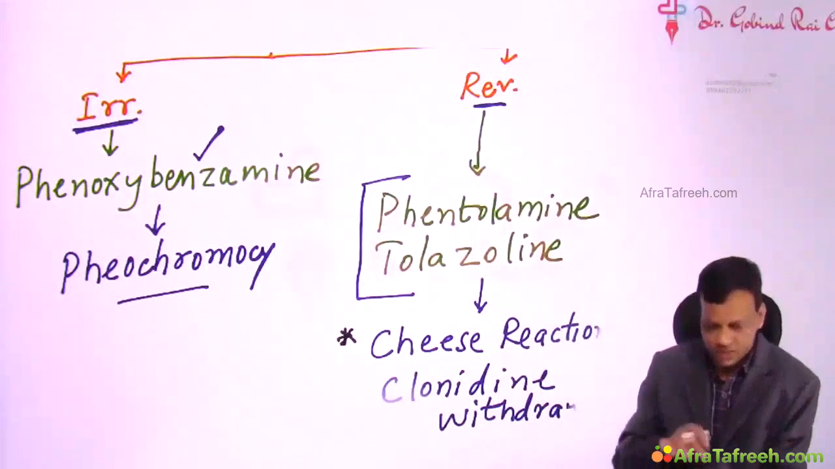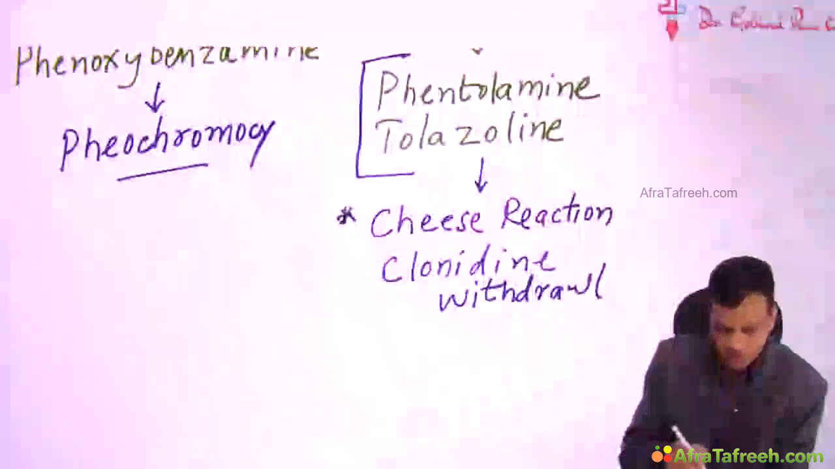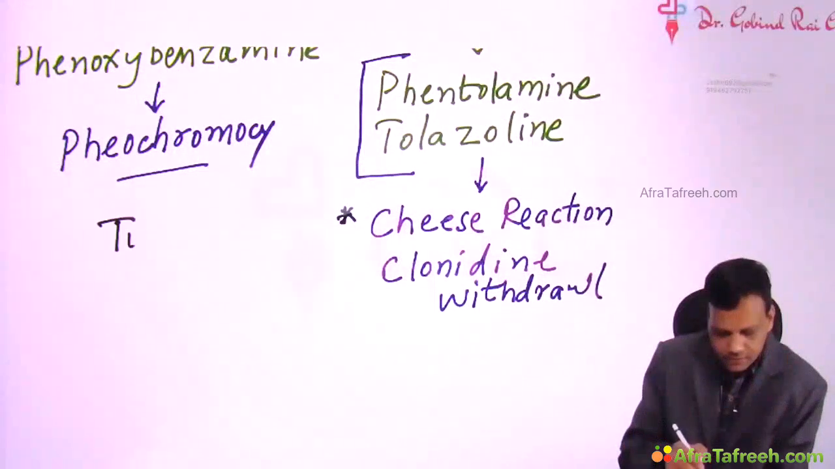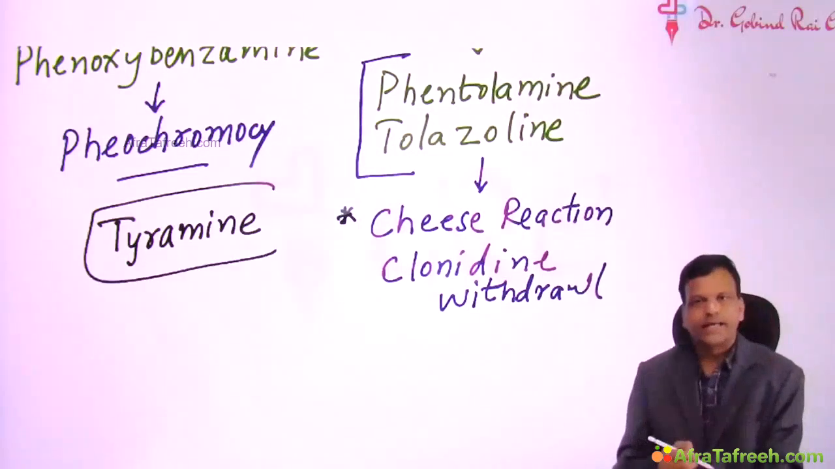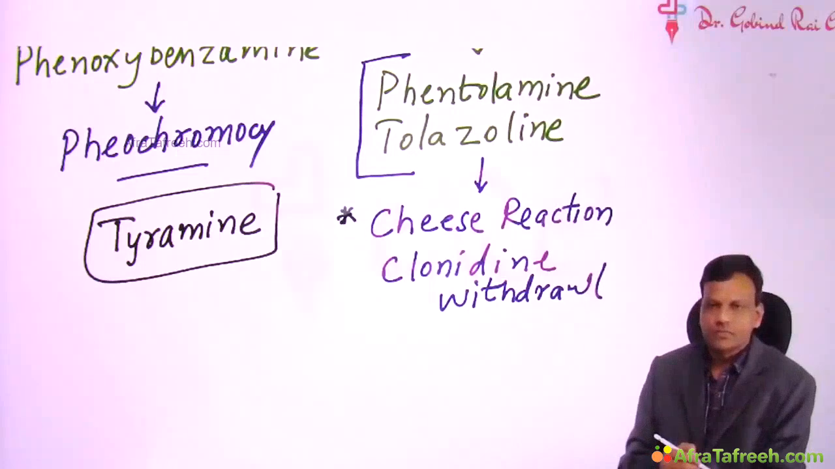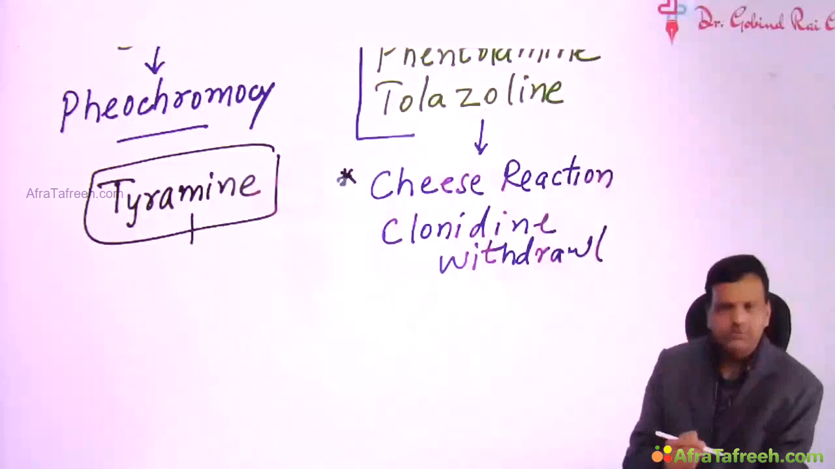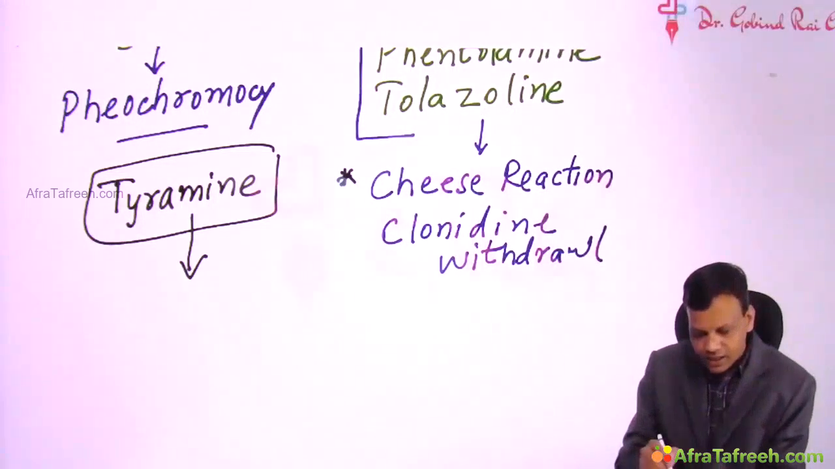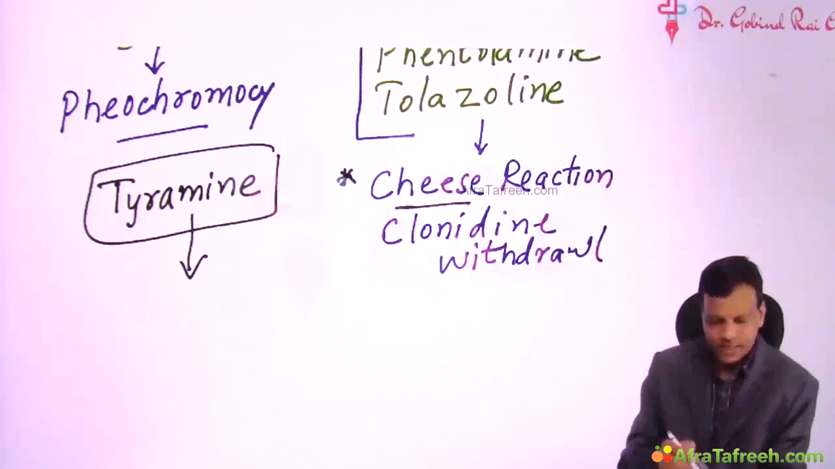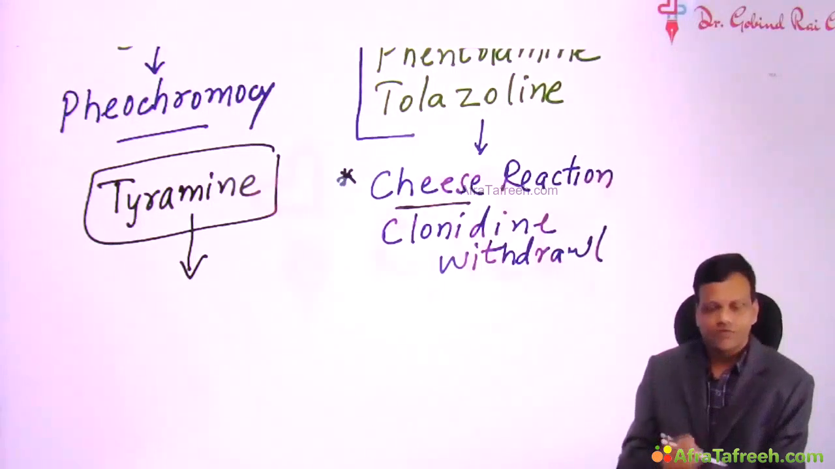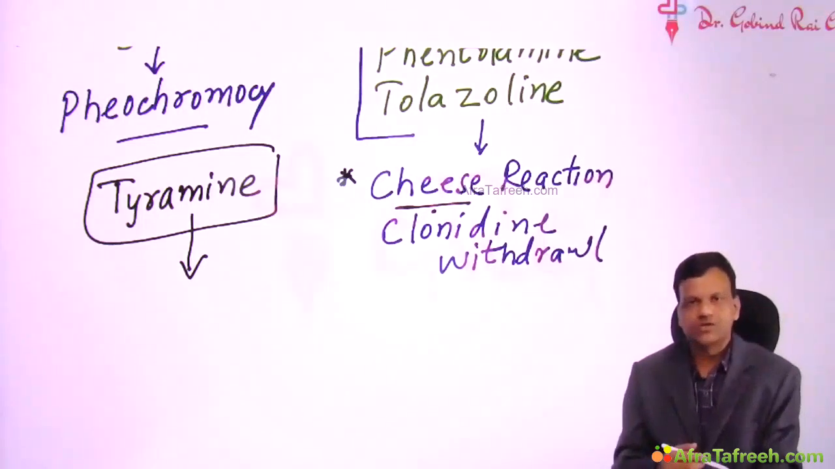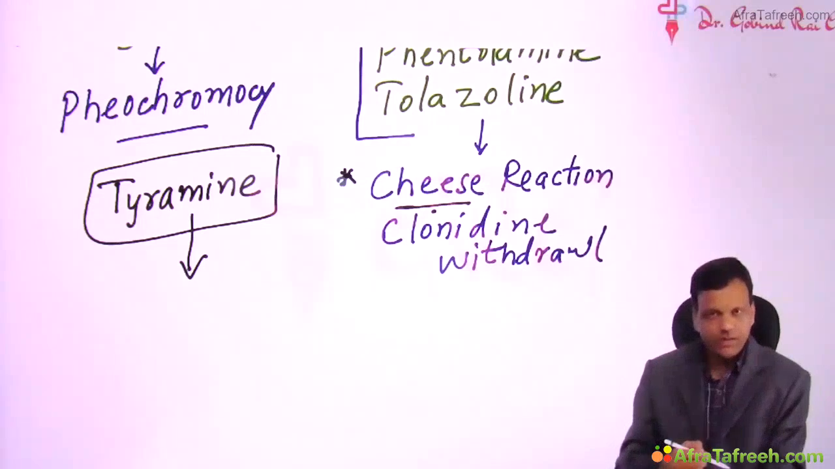If you remember, we discussed earlier, cheese contains large quantities of tyramine. And tyramine is which type of drug? Yes, it is a sympathetic drug. So what does that mean? Whenever we are taking cheese, we are taking a sympathetic drug. Whenever we eat cheese, we should develop hypertension. But this does not happen. Now, why does this not happen?